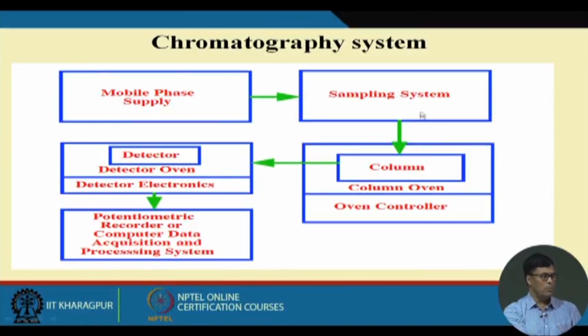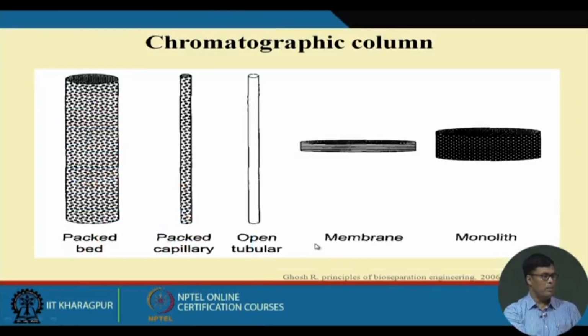So, we pass through the column where the different components will be separated out, then we reach the detector, and after the detector we have a potentiometric recorder and a computer data acquisition and processing system. That is how we can monitor the different concentrations of the material present in the samples.